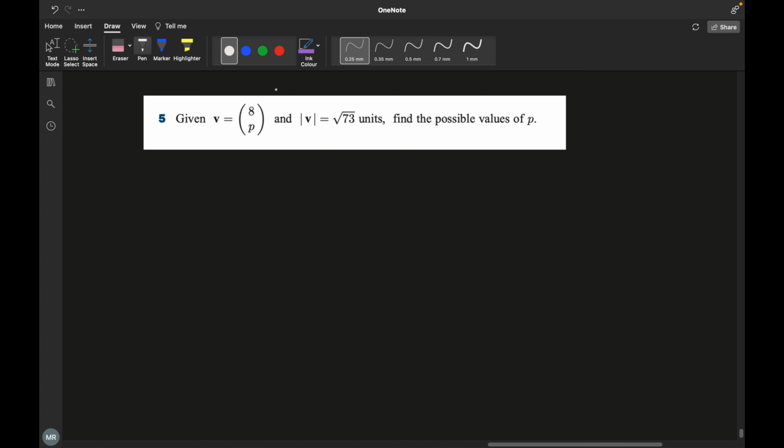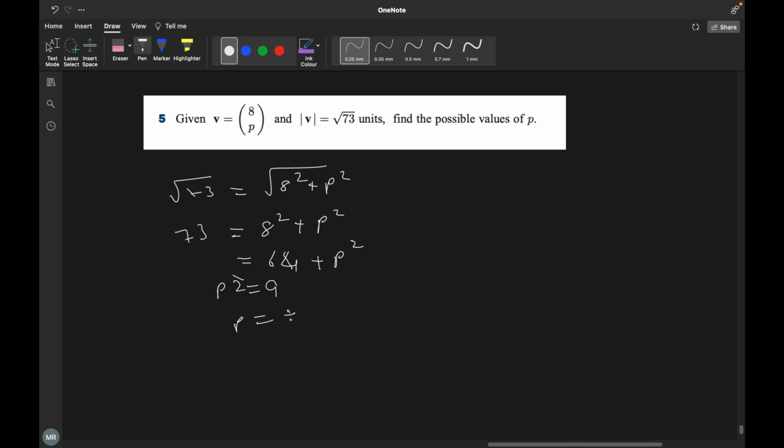Alright, so we have the magnitude of V is root 73. So it's 8 squared plus b squared. Let's square both sides. 8 squared plus b squared, 64 plus b squared. 73 minus 64 is 9. Therefore, b squared is 9. And b is plus or minus 3. That's the answer.